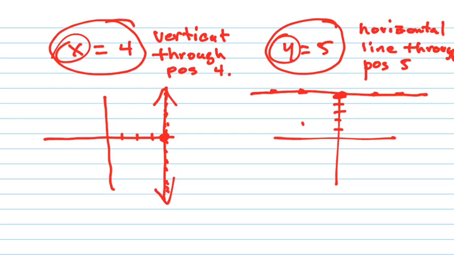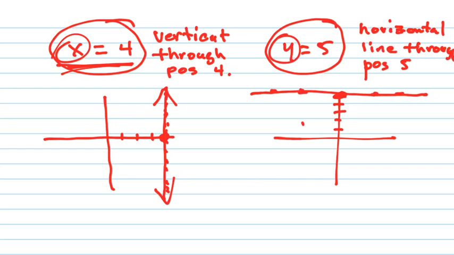Now, if you look at it, it's just the opposite of what you would think. You think because the x-axis is horizontal that an x equals line is going to be horizontal. But remember, if it's got an x value, it has to cross the x-axis, right? And the only way to do that is to be going up and down. If it's got a y equals, that means it has to cross the y-axis. And the only way to do that is to be going horizontally.